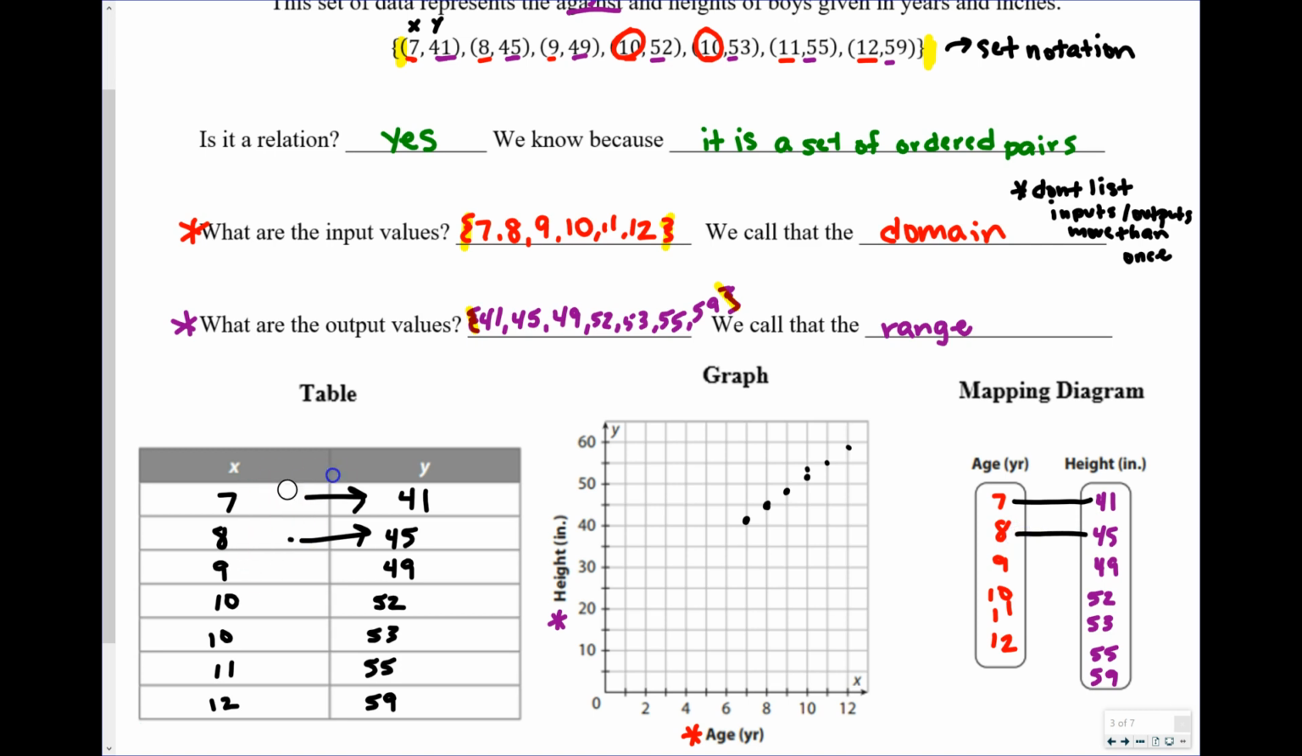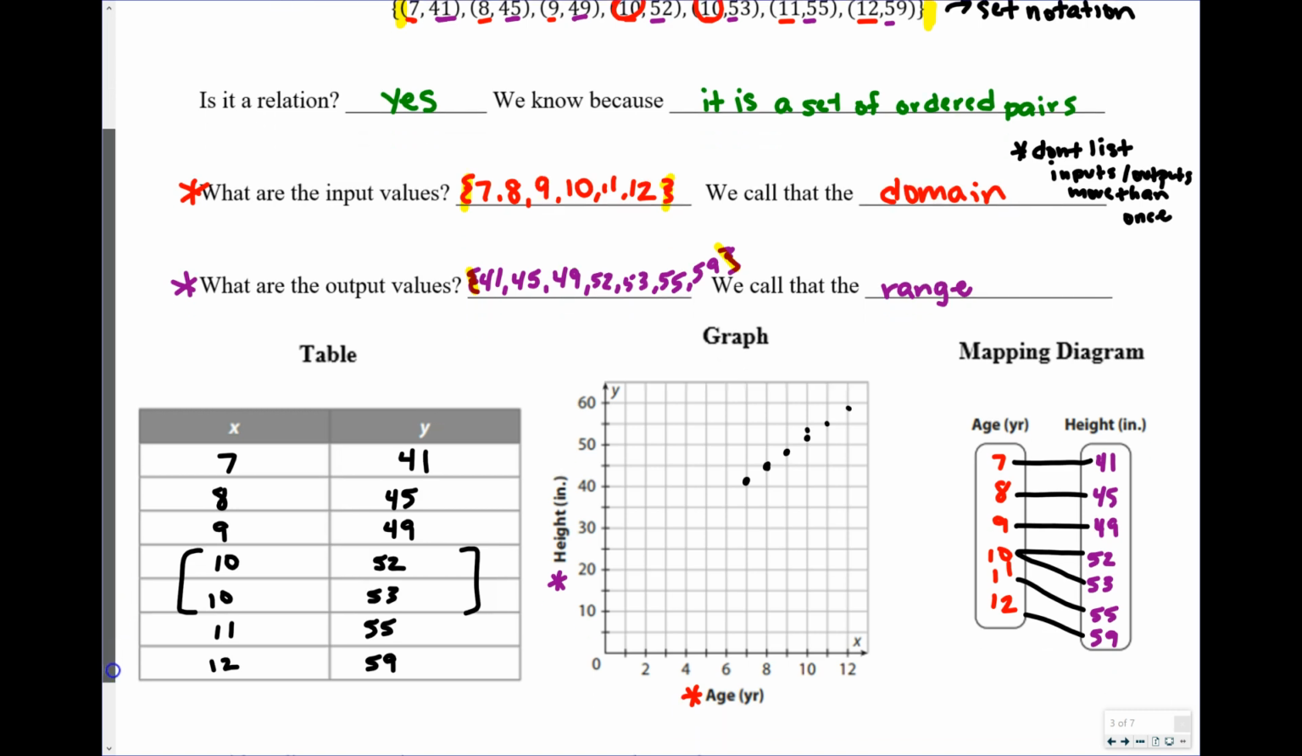You don't do what I'm doing in the table. I'm just showing you to visualize, but don't do that. 9 goes with 49. Now 10 is where it gets tricky. Because notice that in 10, I have the same number goes to 2 different points. So that means that 10 is going to be mapped to the 52, and then I'm going to draw a separate line and map it to the 53. 11 gets mapped to the 55, and 12 gets mapped to the 59.